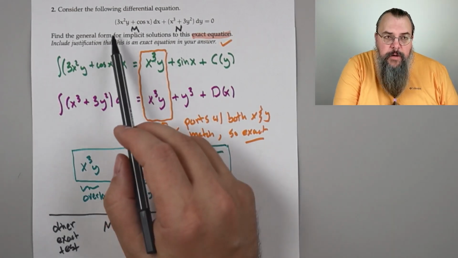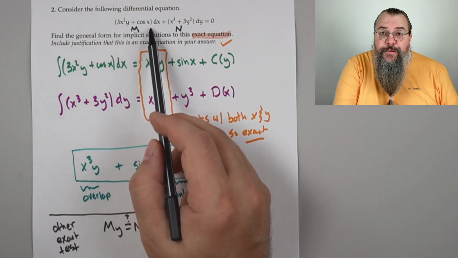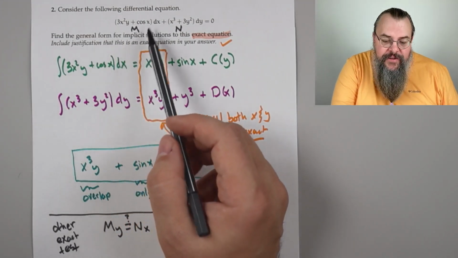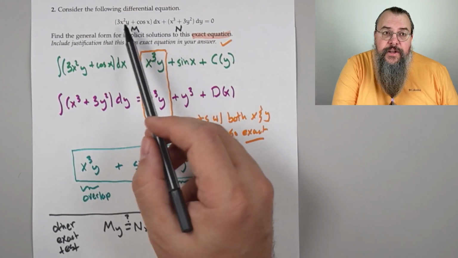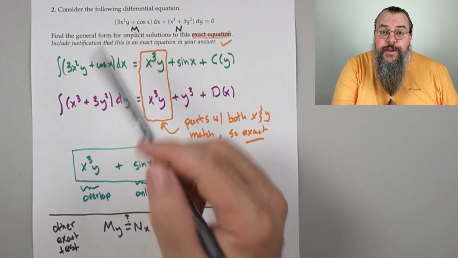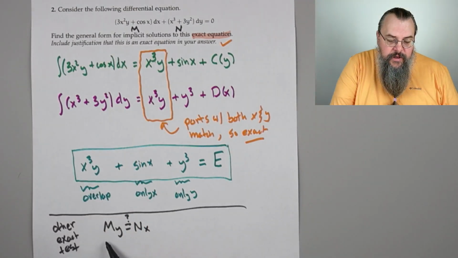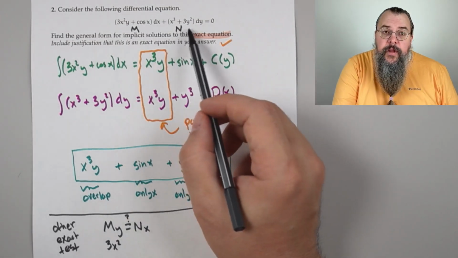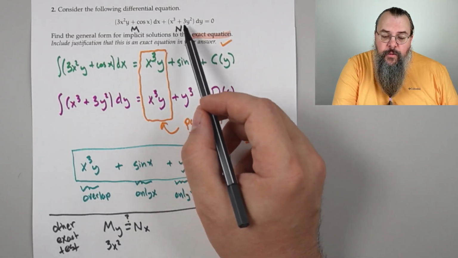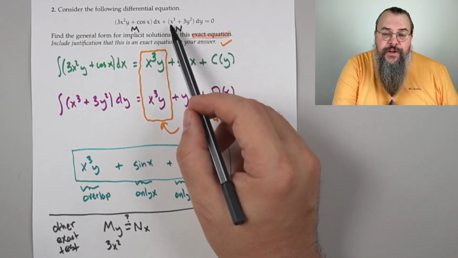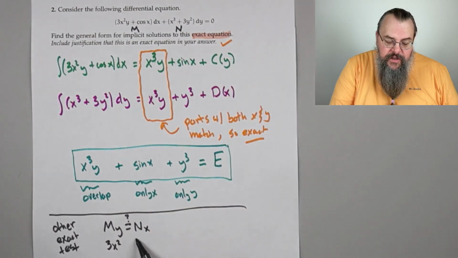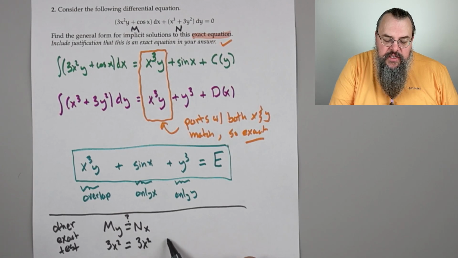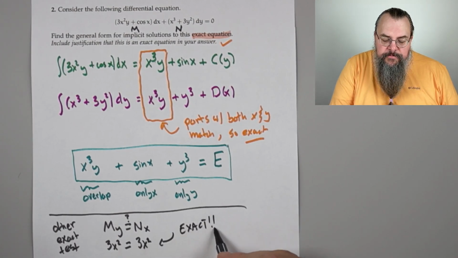All right, so come up here, take the derivative with respect to y. That says we're treating x like a constant, so that cosine x goes away. 3x squared is a constant, derivative of y is 1. So we say, okay, well, that's 3x squared. Over here, now we're taking the derivative of n with respect to x. Y is a constant, so that goes away. Derivative of x cubed is 3x squared. And they do indeed match, and so this says, aha, exact. So that's the other way to do it.